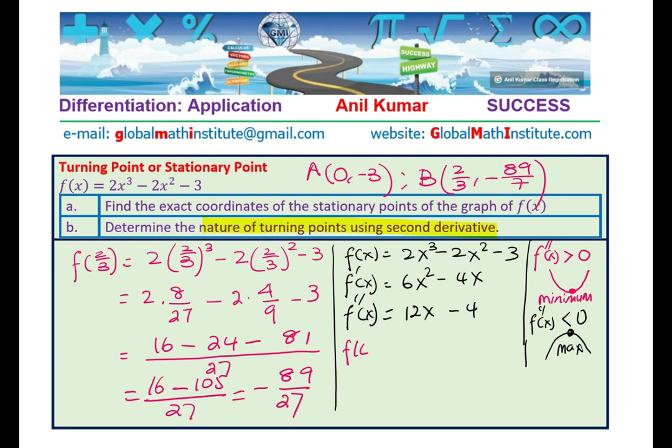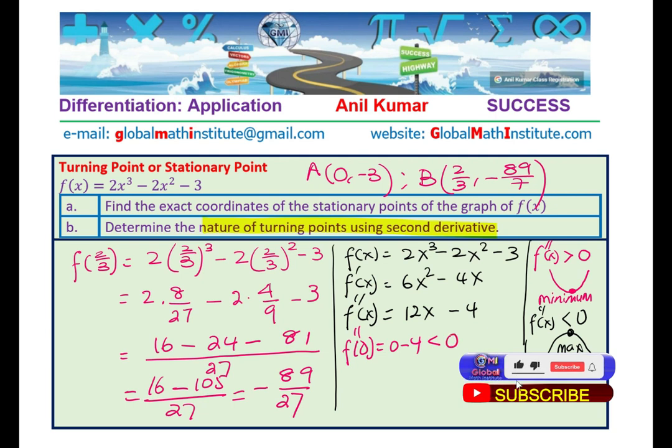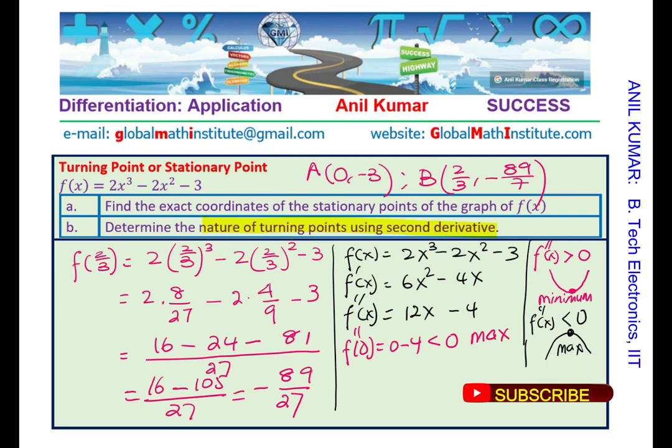So the second derivative at 0 will be 0 minus 4. So it is less than 0, right? Since it is less than 0, as you see, this will result in a maximum. And therefore, what we notice here is that point A, which is 0, minus 3, will be a maximum. Is that clear to you?